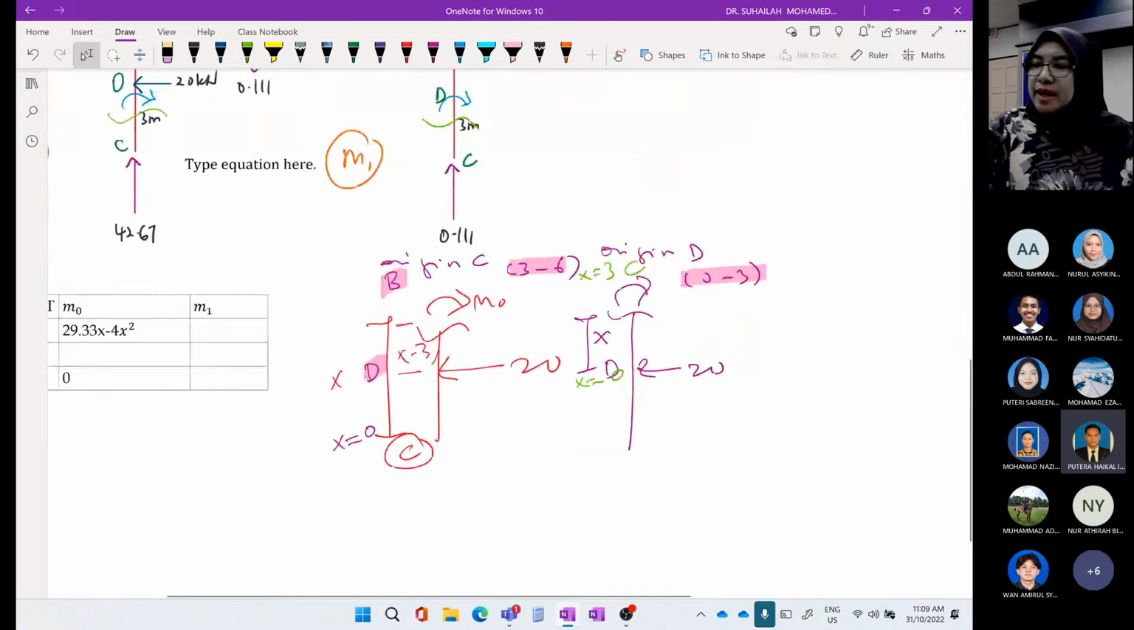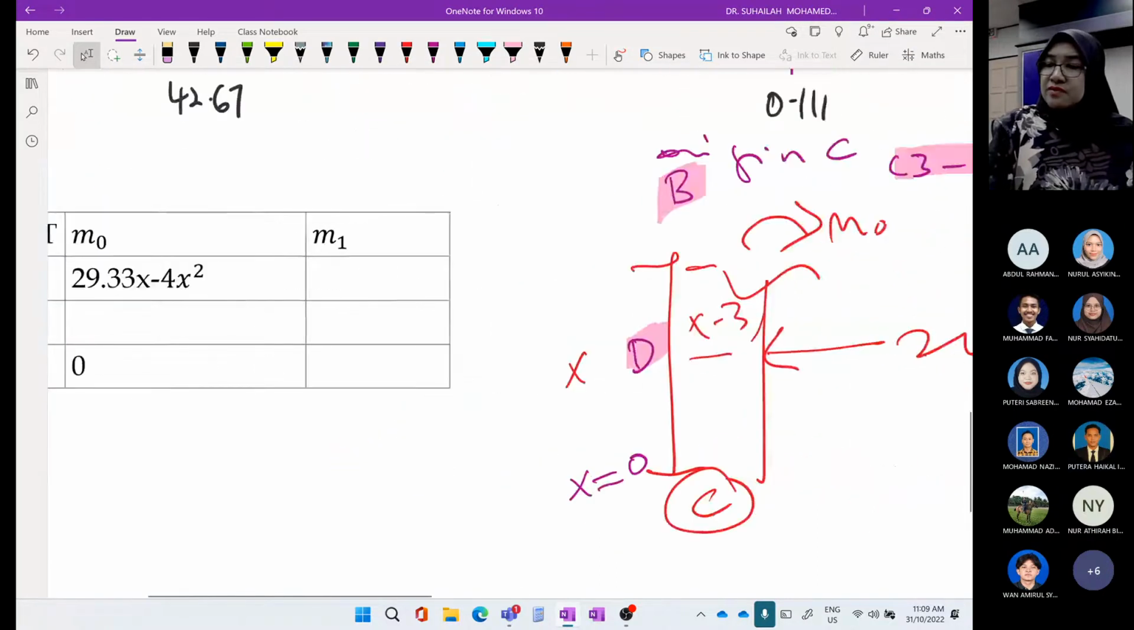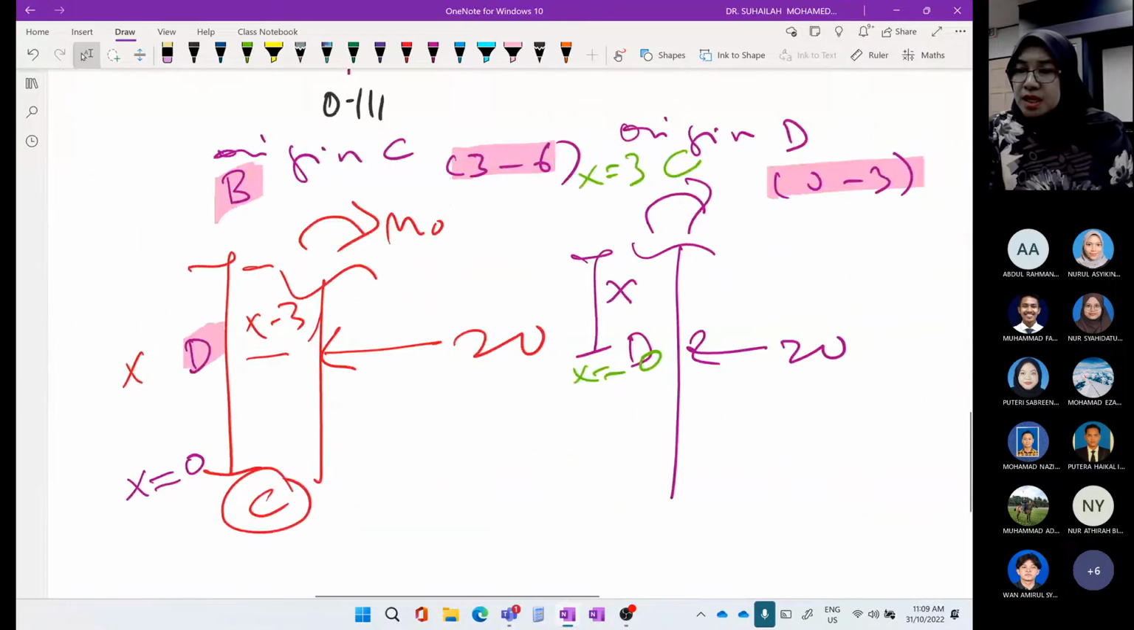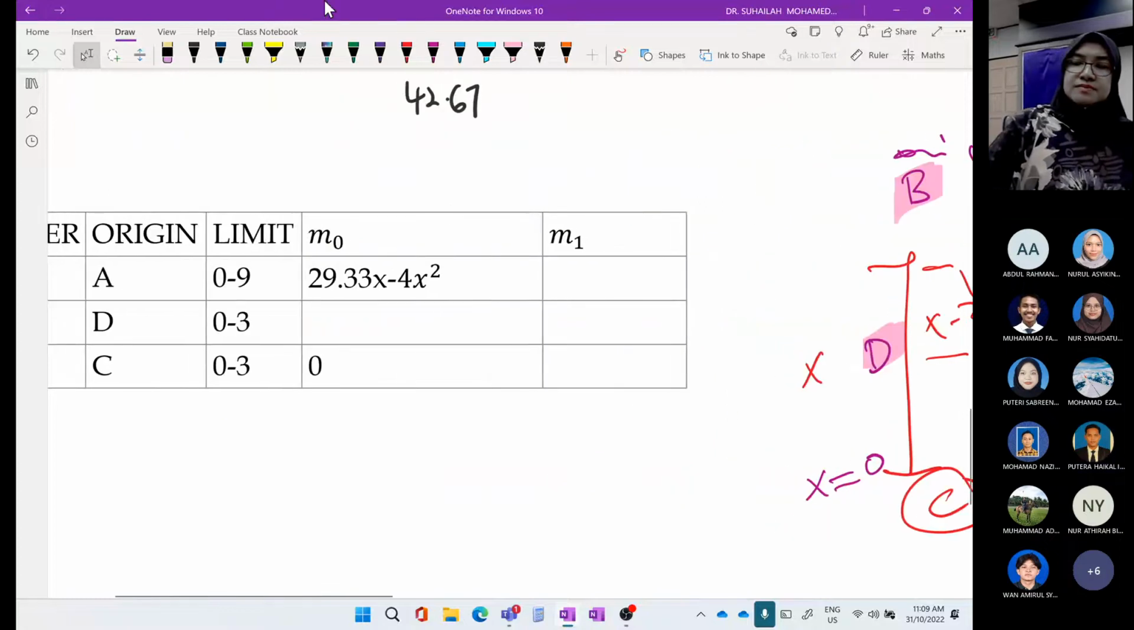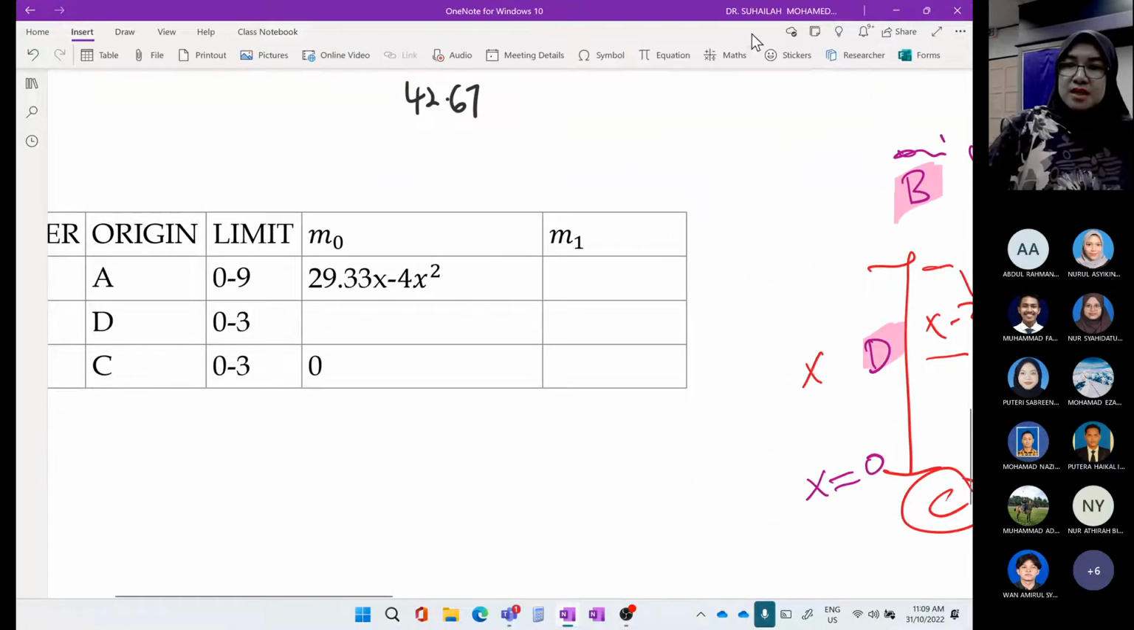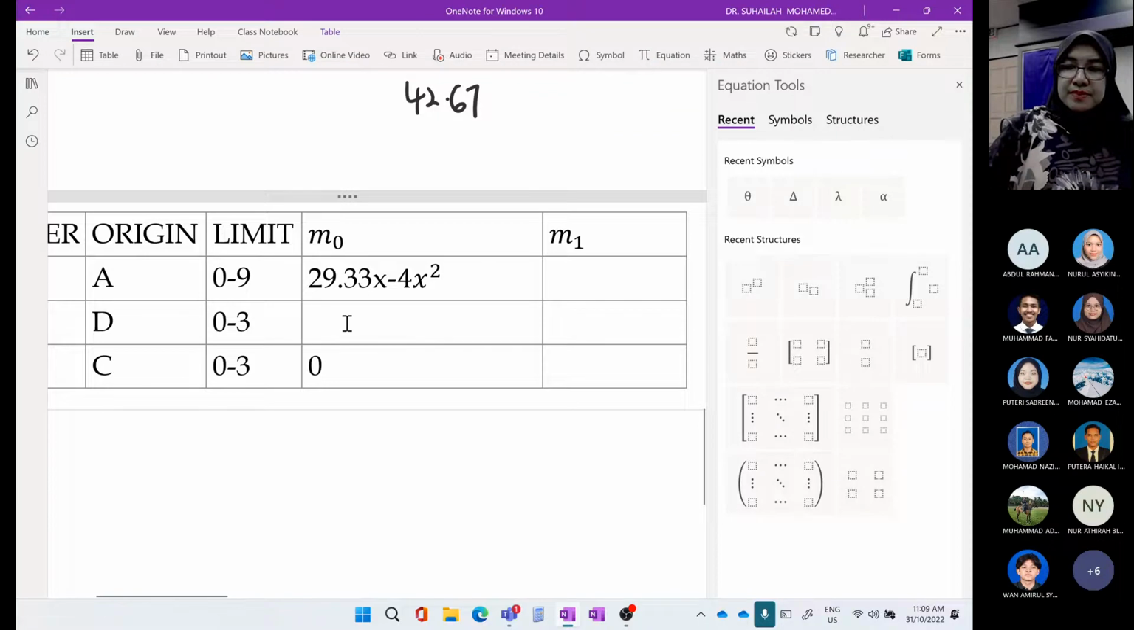So what should we get? It is negative or positive? It is negative 20x ya? Negative. Yeah, it is negative 20x.